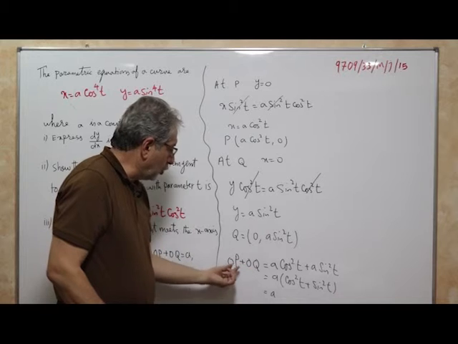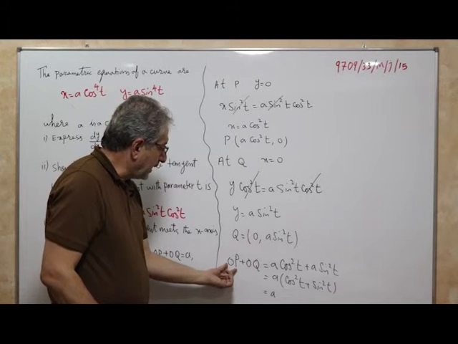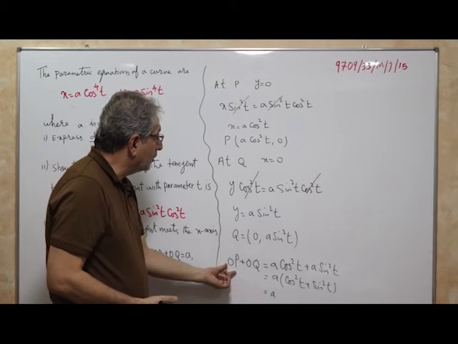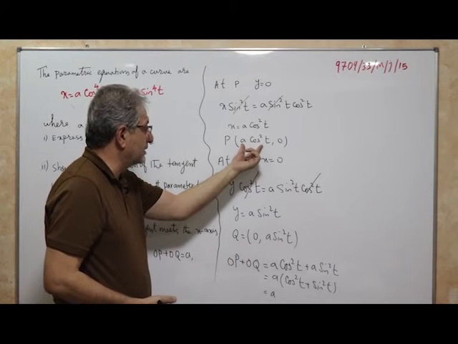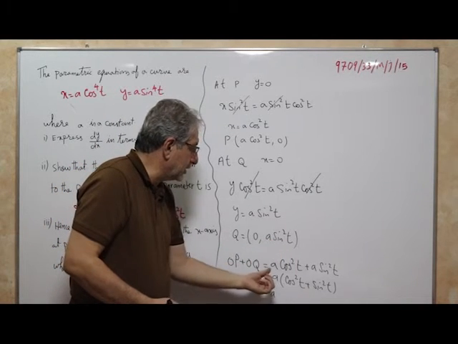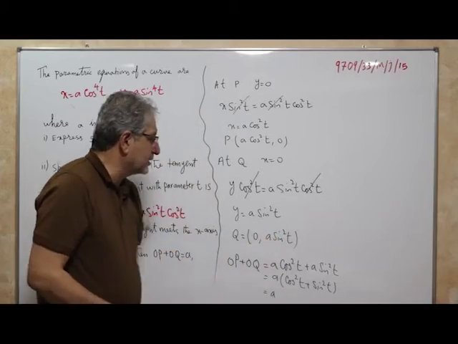OP plus OQ. OP means what? Distance on the x-axis. Okay, on the x-axis the value of x is this much. This is on the y-axis, therefore this is this much. Therefore these two add together, we can factorize a, we can get this value.